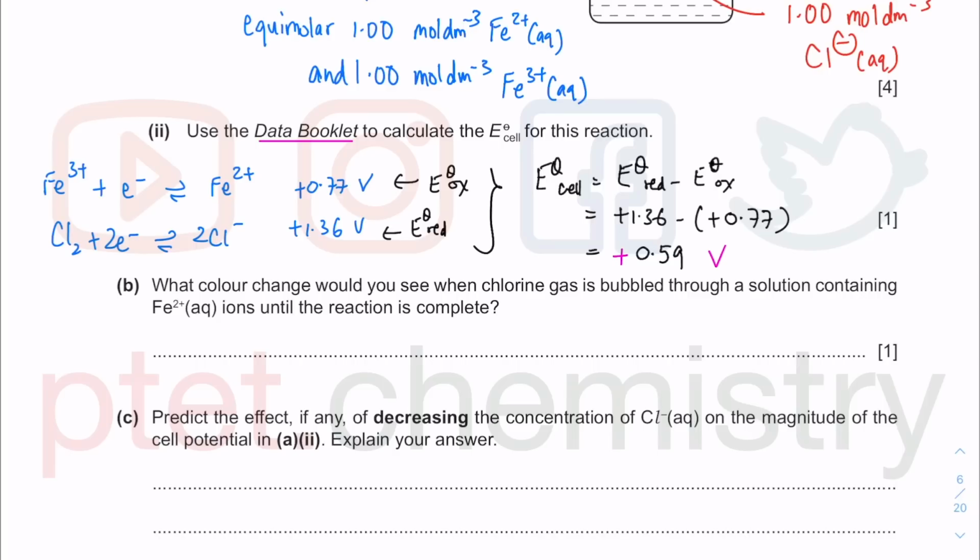Now, what color change? So not just what you will see at the end. It means from what to what. When you bubble chlorine gas into this solution, which contains iron 2 plus, until the reaction is complete. This is iron 2 plus aqueous. This is not iron 2 hydroxide, which is a green precipitate. This is a pale green solution.